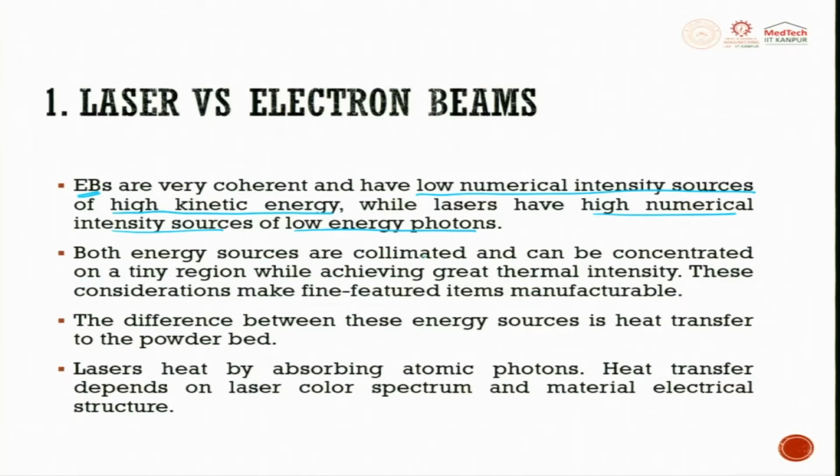Both energy sources are collimated and can be concentrated to a tiny region while achieving great thermal intensities. These considerations make fine feature items manufacturable. When the laser beam or the electron beam hits a small spot, it can create fine features while doing AM.